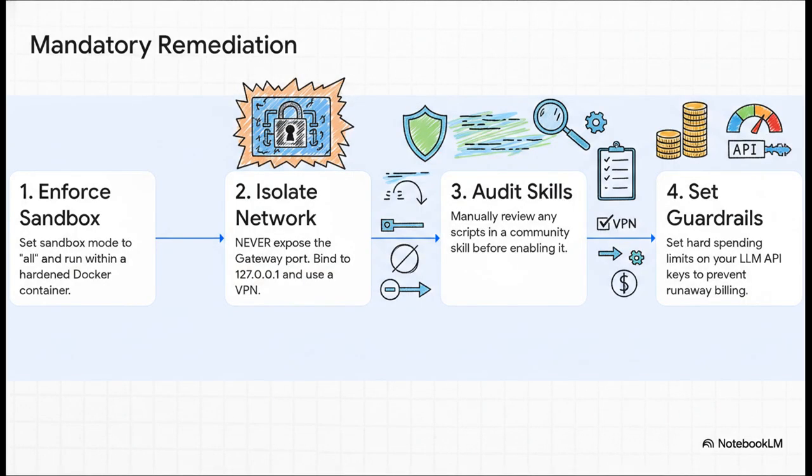Now look, I know some of you are still going to want to play with this, so if you're going to do that, listen up. These are not suggestions, these are mandatory safety precautions. Number 1, go into the config and force the sandbox mode to all and then run the whole thing inside a lockdown Docker container. Number 2, do not, under any circumstances, expose the gateway port to the public internet. Use a VPN, something like Tailscale, if you need remote access. Number 3, every single skill you download from the community, you need to read every line of that code before you enable it. And finally, go to your cloud provider and set hard spending limits on your API keys because this thing will not stop itself.